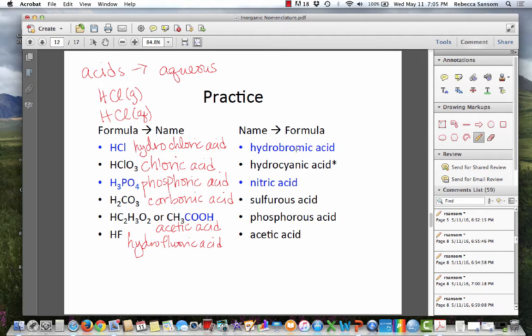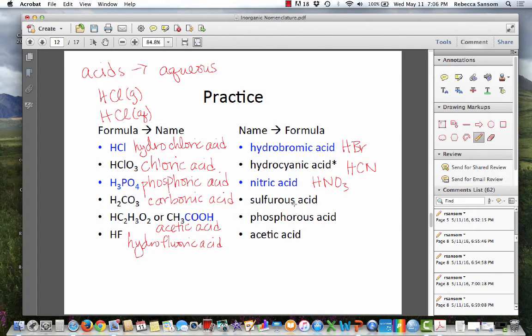Okay, hydrobromic acid, that tells me it's binary. I've got Br minus, so it's going to be HBr. I need one H to balance the minus. Hydrocyanic acid, this one's kind of a funky exception, but this comes from cyanide. This will be HCN. Again, one H because cyanide has a -1 charge. Nitric acid. Ate turns into ic, so this must come from nitrate. Nitrate is NO3 minus, so I'll need one H to balance the negative charge, HNO3.